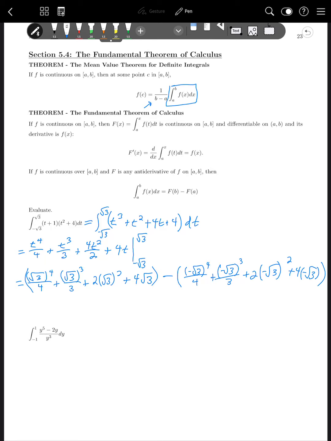Okay, and so now we can simplify all those. Square root of 3 to the 4th is 9, so this will be 9 over 4. Square root of 3 to the 3rd is 3 root 3 over 3. Square root of 3 squared is 3.